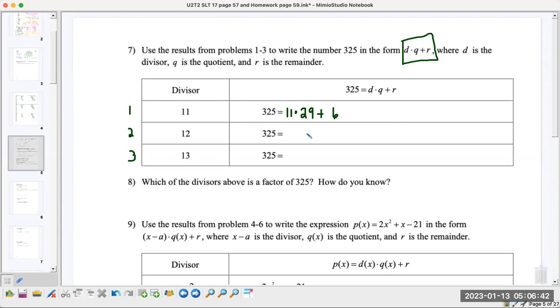All right. Our divisor was 12. Our quotient was 27. And we had a remainder of 1. Okay, here. Divisor was 13. Our quotient was 25. And we did not have a remainder for that one.